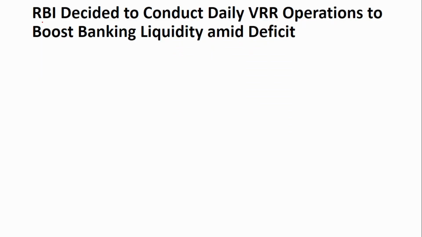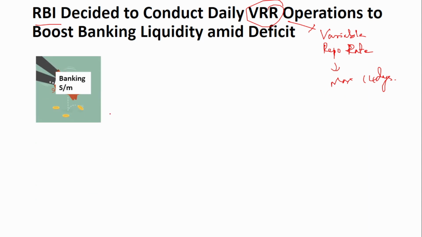The next news is about RBI. RBI decided to conduct a daily VRR operation. VRR is nothing but variable repo rate operation. This operation can be conducted for a maximum of 14 days. The reason for this operation is to inject liquidity, to inject money into the system. The RBI had observed that the banking system is facing a deficit situation, which means that liquidity is in deficit. That is, the need for money is more.